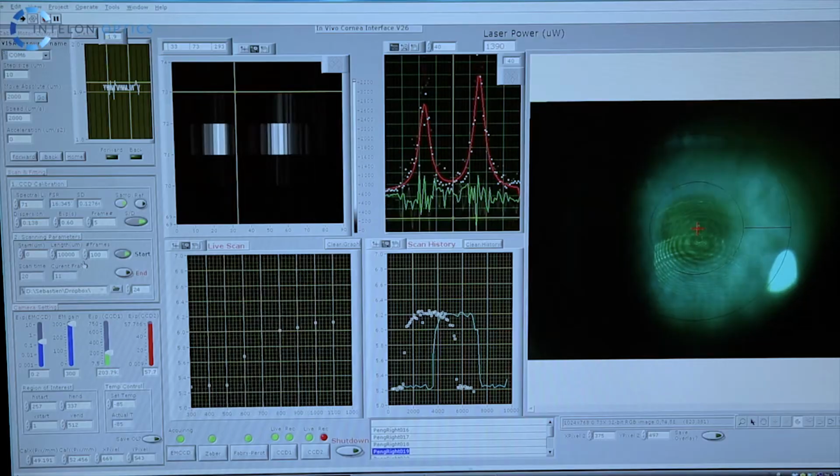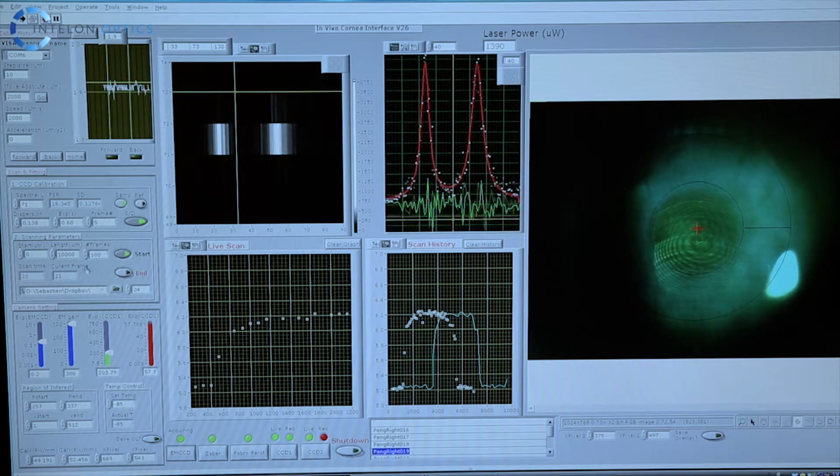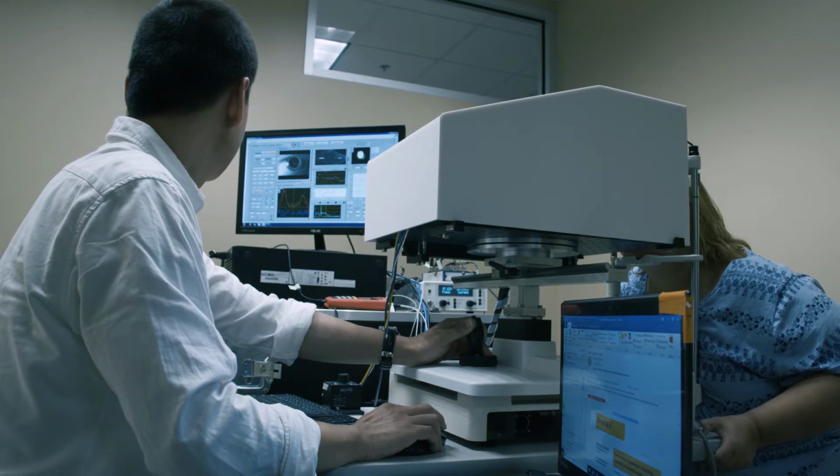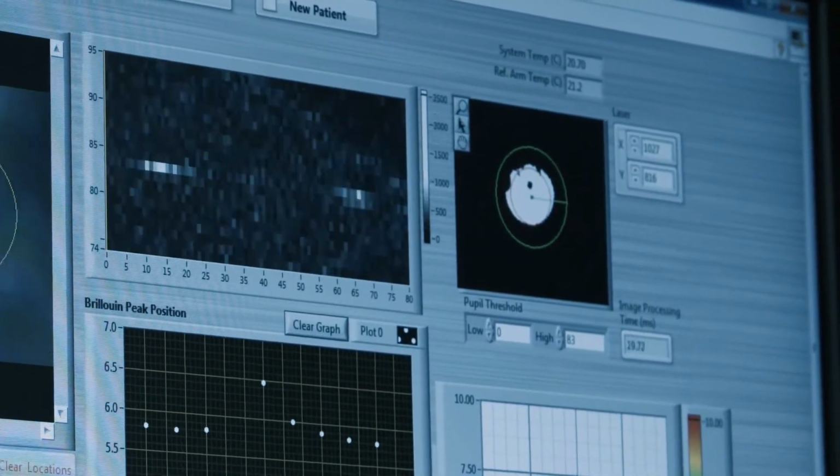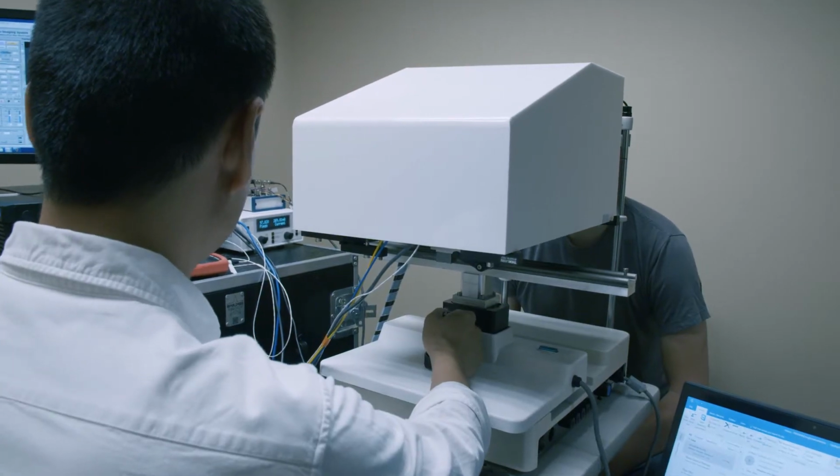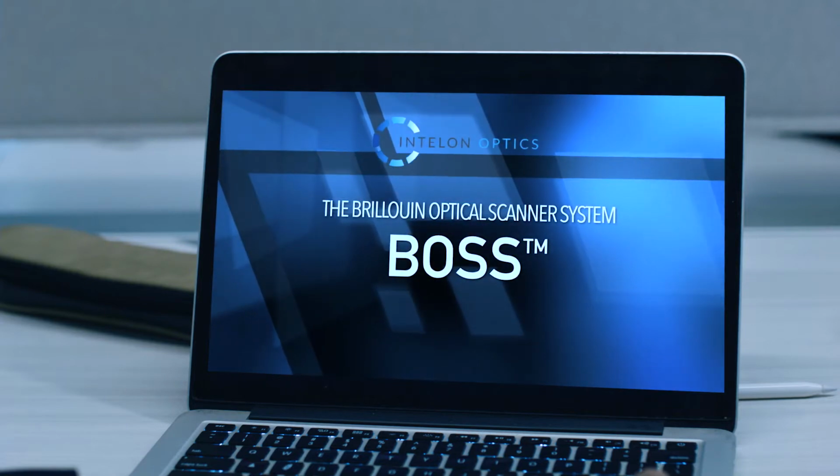Typically, the imaging session lasts a couple of minutes per eye, and we assemble this very detailed three-dimensional map. Then the operator passes that information to the physician, and then they can guide their decisions about how to help that patient. Intelon Optics is the name of the company.